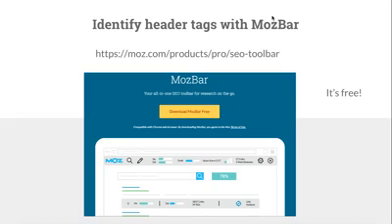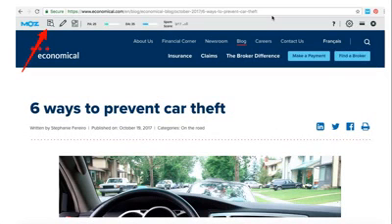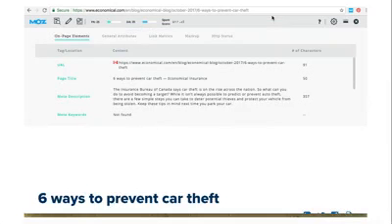Well, we can find any page attribute with the Moz bar. If you go to this URL and download the Moz bar, it is free, and it'll enable you to identify page attributes such as the H1 and H2 tags. So if we go back to this blog post, 6 Ways to Prevent Car Theft, and open up the Moz bar, this tray opens up. And way over here in the upper left-hand corner, you'll see this very first icon. This is the page analysis icon. So if you click on that, this on-page element tray opens up.